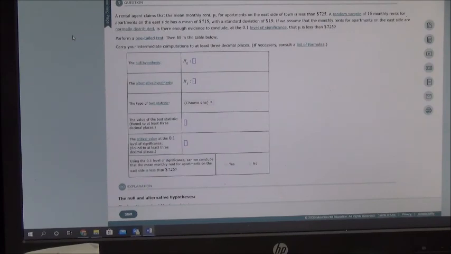Now we're going to try one from ALEKS. It says a rental agent claims that the mean monthly rent for apartments on the east side of town is less than $725. A random sample of 16 monthly rents for the apartments on the east side has a mean of $715 with a standard deviation of $19. If we assume the monthly rents for the apartments on the east side are normally distributed, is there enough evidence to conclude at the 0.1 level of significance that the mean is less than 725?